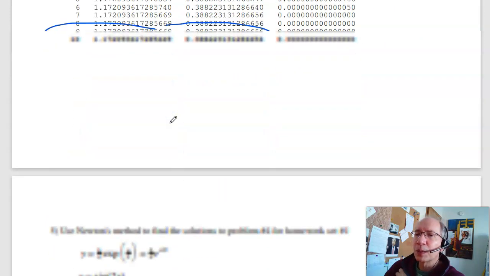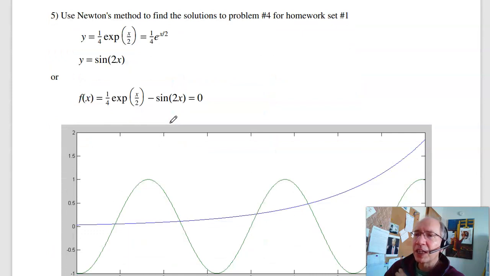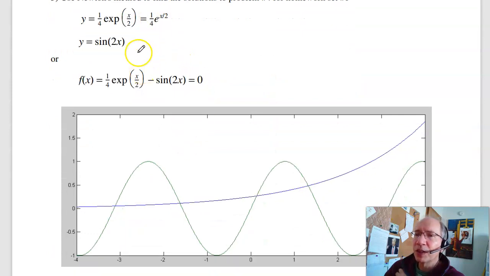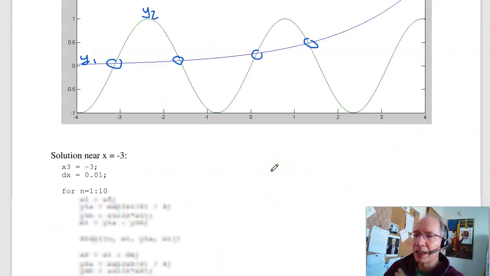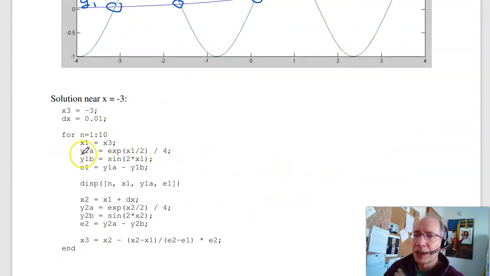That's problem 4. Problem 5 is exactly the same. If I have these two functions, back from homework set 1, this is y1, y2, here is y1, here's y2. There are actually 4 solutions. Off the graph, I can sort of get what they are. Using Newton's method, I can find them more exactly. Same procedure as before, just change my two y1s and two y2s.